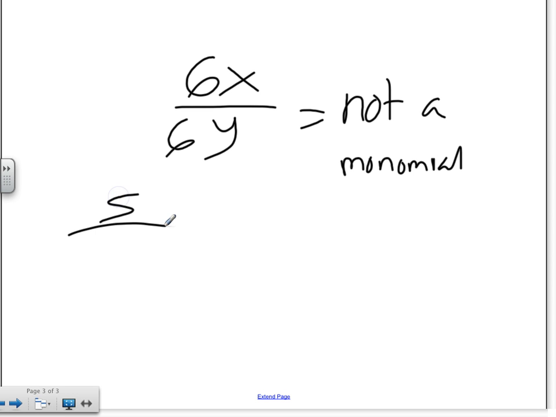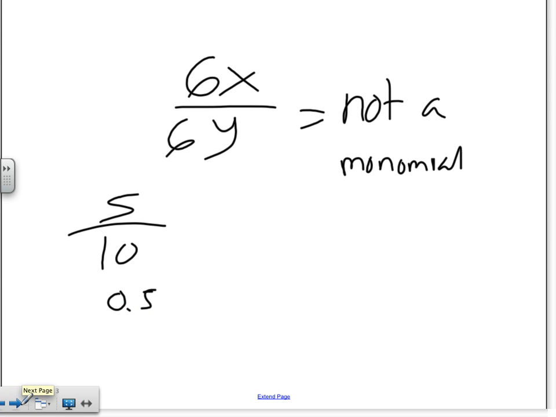Let's say if I give you something like this, okay? 5/10. Can you dissolve the division sign? Can you write this without division? Yeah, it's going to be what? 0.5, right? As long as you can say, I can do that, I can get rid of the division, then it's good. But if you're stuck with division, not a monomial.